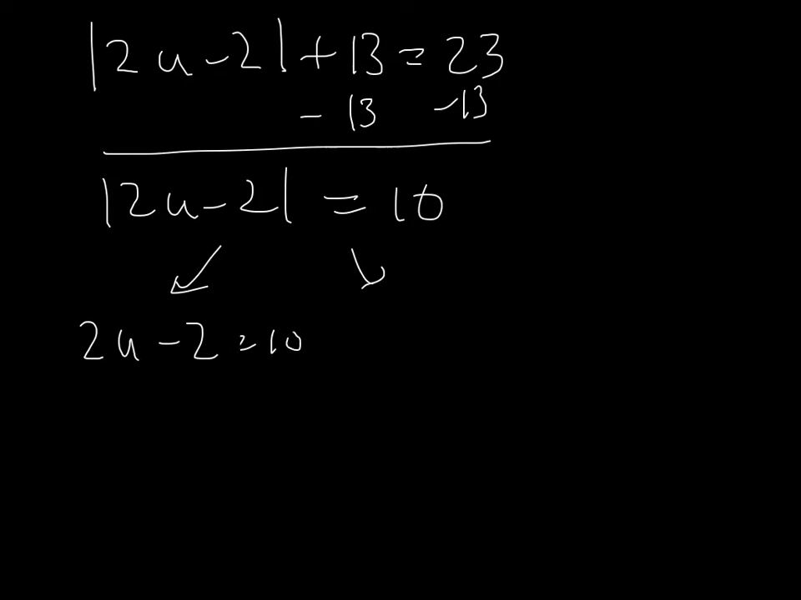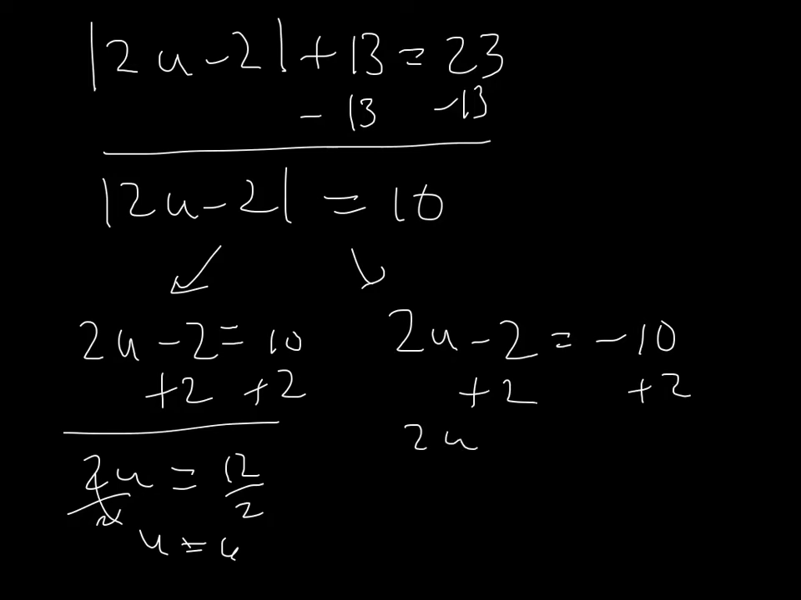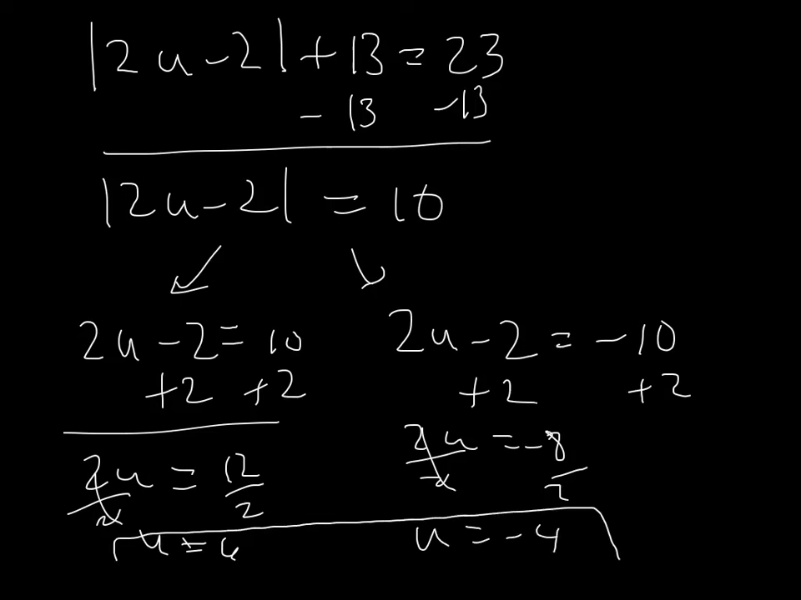The other one is 2u minus 2 is equal to negative 10. Now you just solve these equations separately. 2u equals 12, divide by 2, and you have u equals 6 for the first one. Add the 2, 2u equals negative 8, divide by 2, u equals negative 4, and I've got my two solutions right there at the bottom of the page.